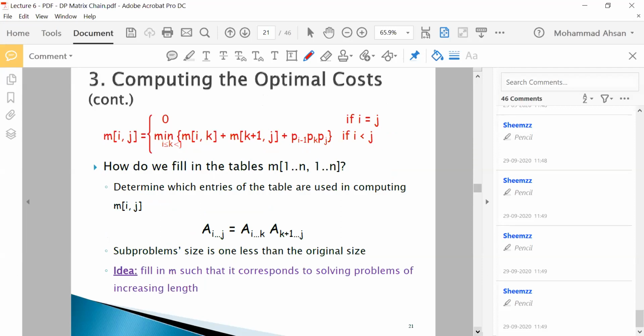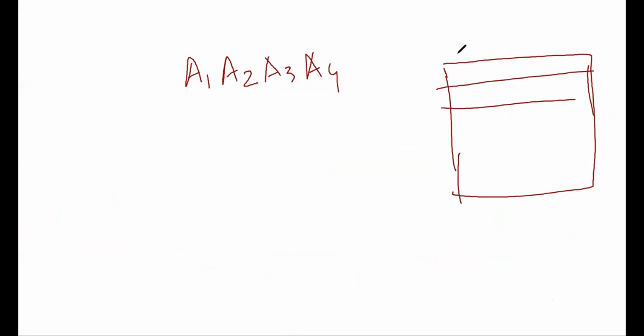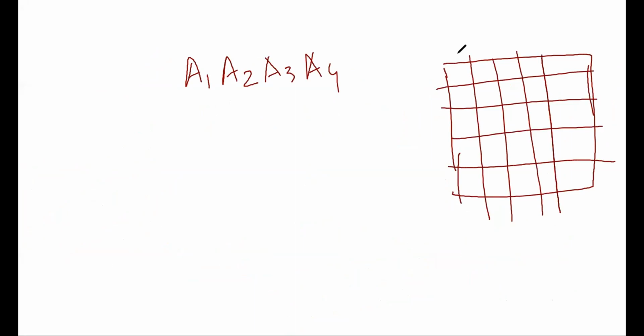Now, another important thing, how do we fill these tables? Like I told you. So if I have the chain, let's do a smaller chain, A3, A4, okay? This is 0, 1, 2, 3, 4. 1, 2, 3, 4. 0, 0, 0, 1, and 1, 0. These entries do not make any sense for our problem. So you could possibly just put a cross or a 0 there.